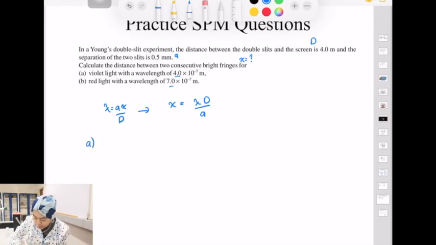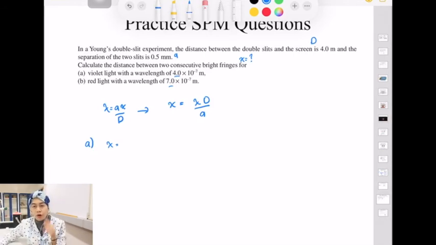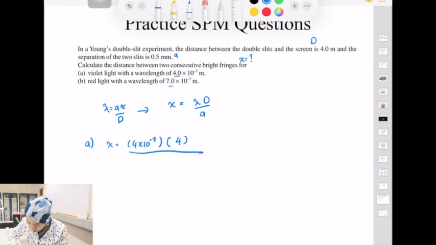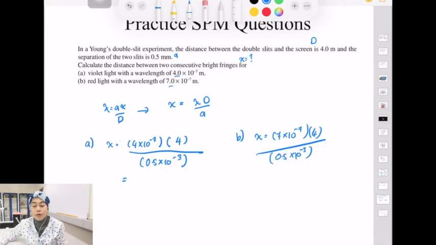So it's easier for us to do it. Okay, for this question, you need to make sure that you convert everything to standard units so that all of them will be in the same unit when you calculate them. So for violet light, the wavelength is 4 times 10 to the power negative 7. D is 4. And A is 0.5 times 10 to the power negative 3. Okay, and for red light, only the wavelength is different. Okay, so if you work out, then you will get 3.2 times 10 to the power negative 3 meter.